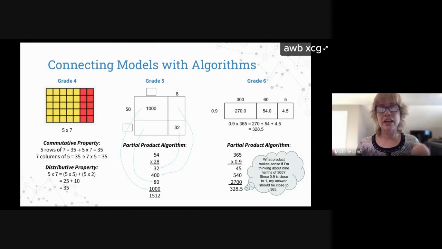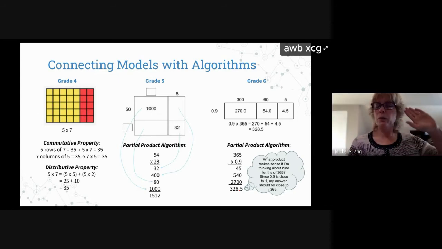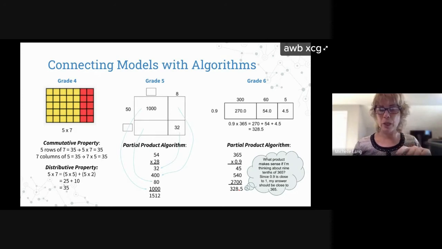It doesn't have to be the standard algorithm that we learned as kids, because it's just as quick, and we're dealing with place value numbers. So we're multiplying 4 times 8, then 50 times 8, 4 times 20, 50 times 20. So we're actually making more sense of it. And connecting that to the array helps students to see all of those partial products, all of those pieces that make the final product. Similarly, in grade 6, we can again use a partial product algorithm where we don't pay attention to the decimal as we multiply. Then at the end, what product makes sense? If I'm thinking about 9/10, since again it's close to 1, my answer should be close to 365, and I'm able to place my decimal in the answer based on making sense.